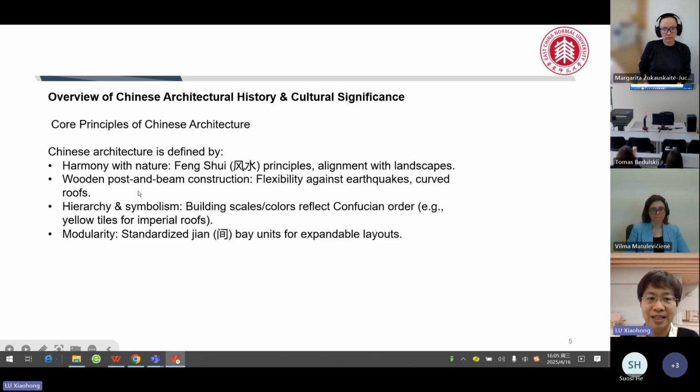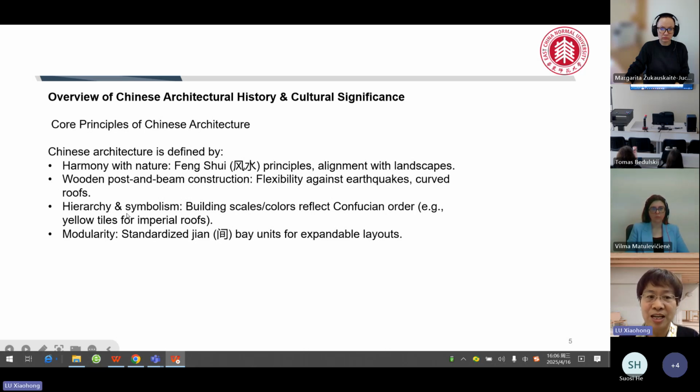And then the second important feature is the wooden post and beam construction in ancient Chinese culture. Because wood is very flexible, it can fight against earthquakes. And also for this wooden post and beam construction, we can find these curved roofs. So it is curved. We can curve that on the wooden posts and the beams.